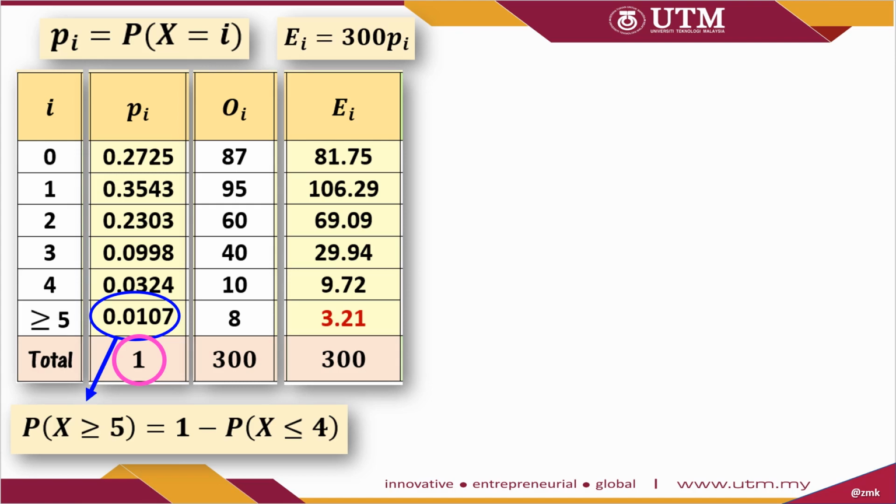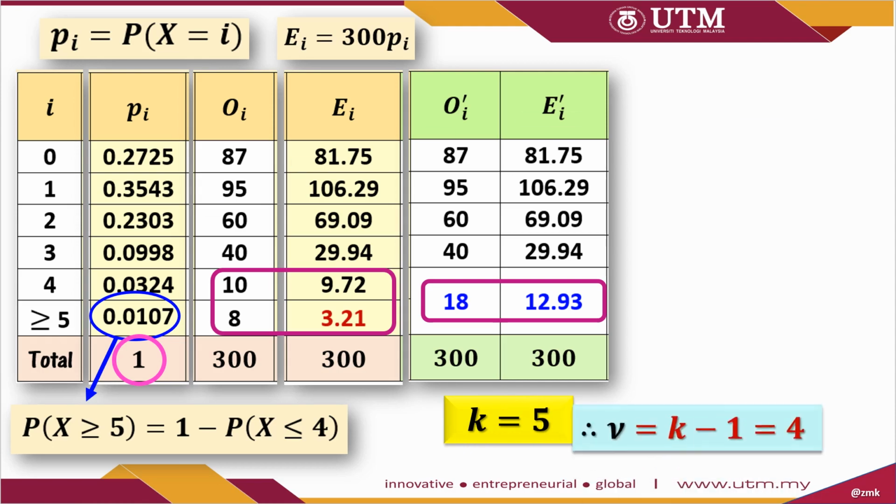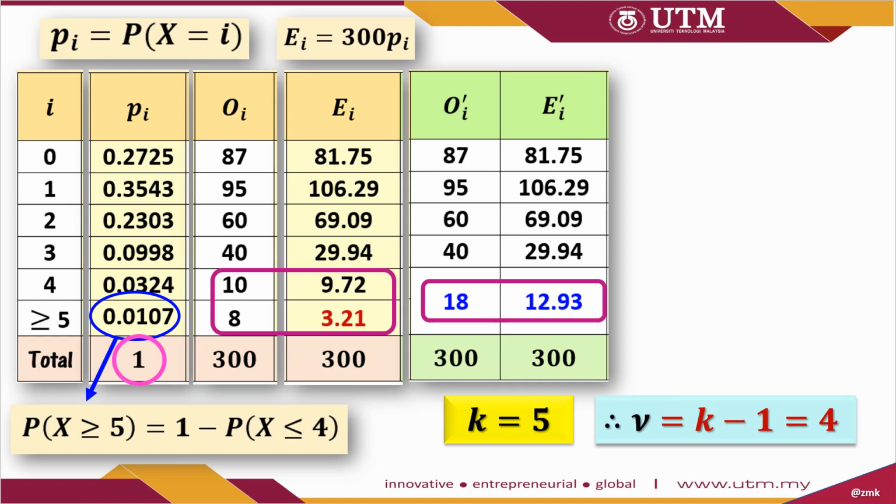Therefore, we need to combine the last class with the preceding neighboring class so that the new Ei and Oi are given by 12.93 and 18 respectively. Since all values of Ei are already at least 5 at this stage, we can settle with the finalized number of classes k equal to 5, not 6, and hence the degrees of freedom nu for this example is 4.